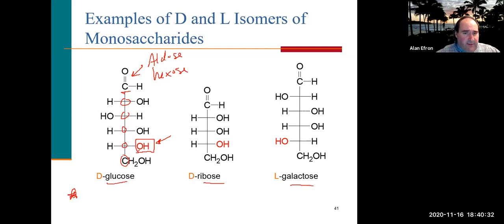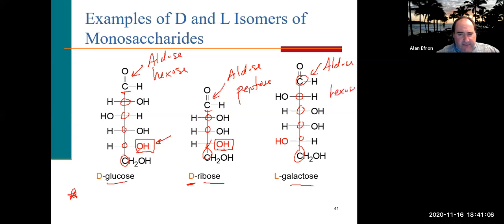This is D-ribose, which you also need to know. Again, we have our aldehyde group here, which makes it an aldose. We have 1, 2, 3, 4, 5 carbons, which means it's a pentose. And also, on our very last chiral carbon, the OH on the right-hand side is our D formation of it. And lastly here, galactose, also an aldehyde group. 1, 2, 3, 4, 5, 6, also a hexose. Also, in this case, the last chiral carbon OH group is on the left-hand side, so it is an L in this particular case.